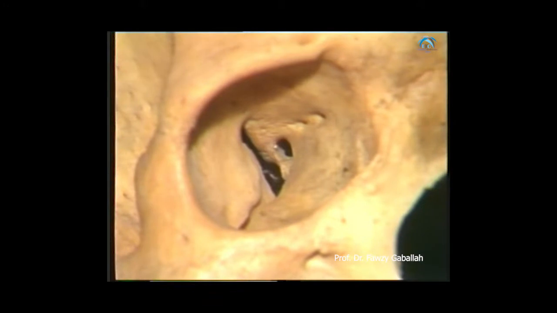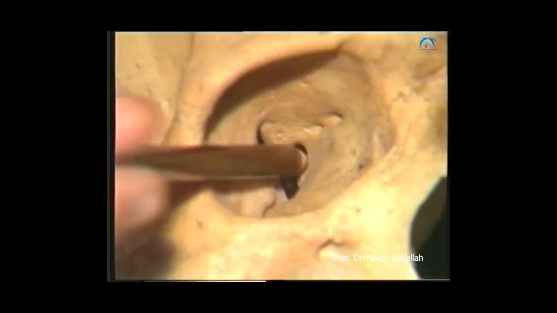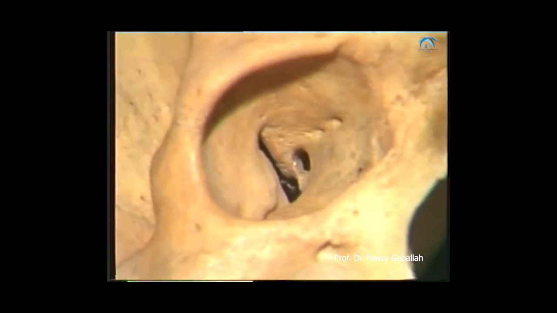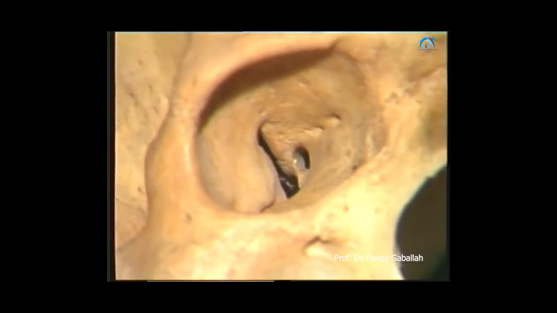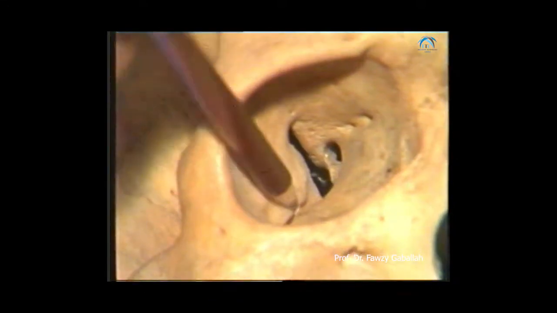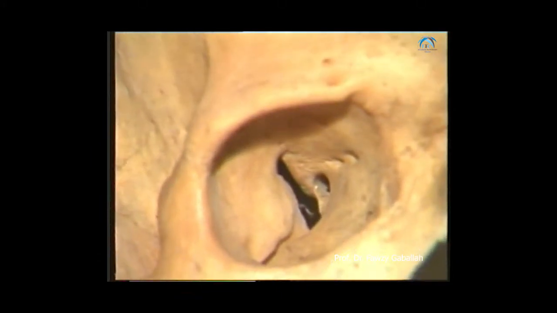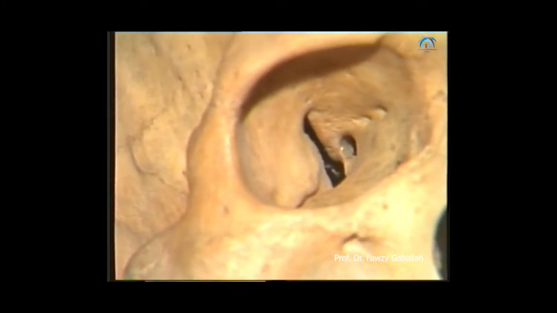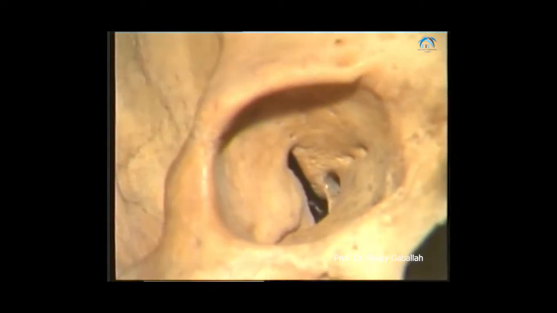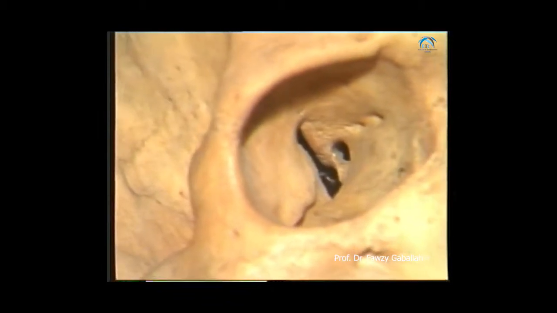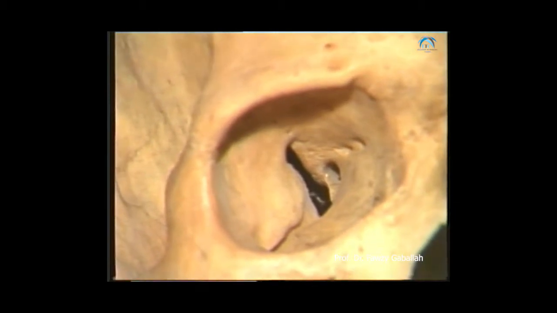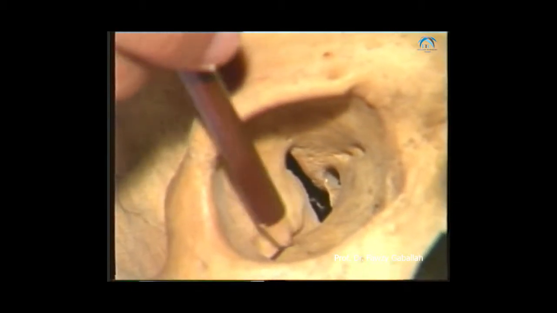The optic canal is just medial to the superior fissure and transmits the optic nerve and ophthalmic artery. The inferior orbital fissure communicates the orbit with both the infratemporal fossa and the pterygopalatine fossa. It transmits the continuation of the maxillary nerve, which is called the infraorbital nerve, and the branch from the maxillary artery called the infraorbital artery.